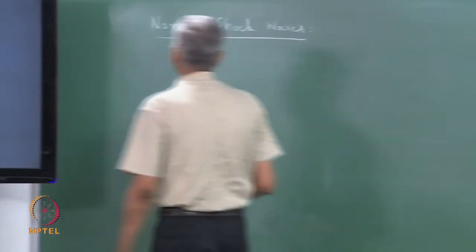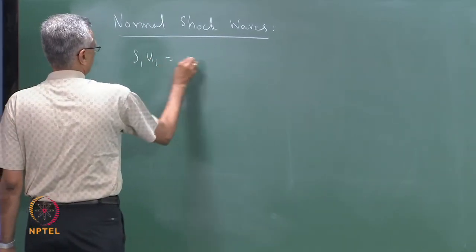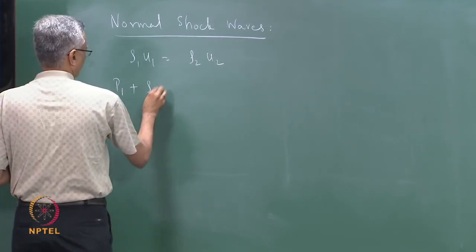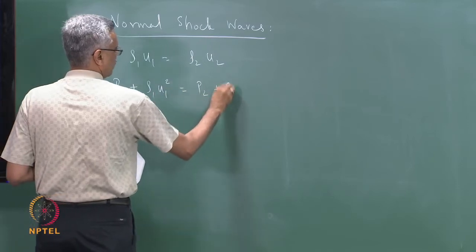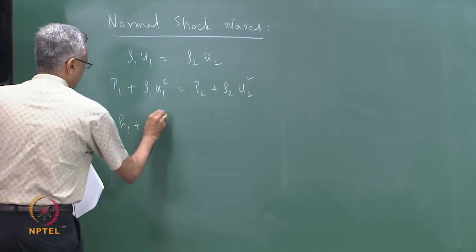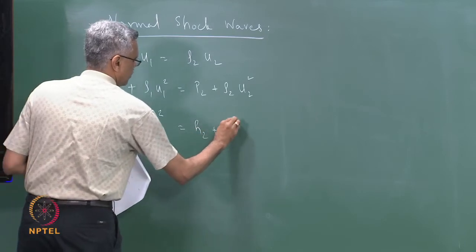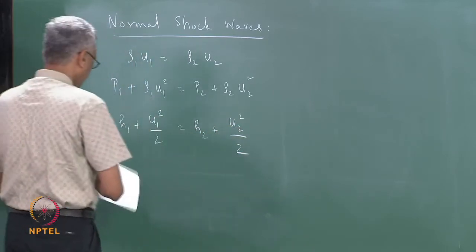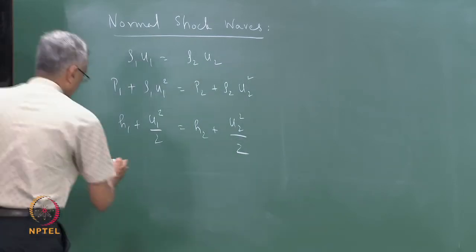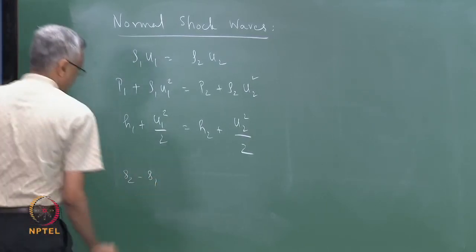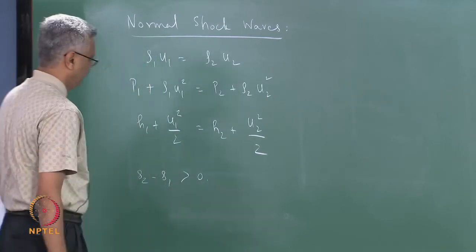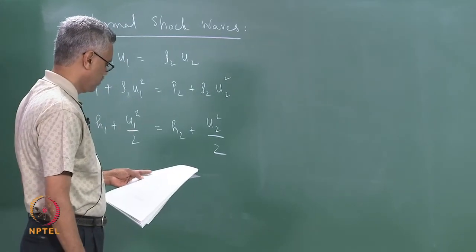And we use the same governing equations as before. If you remember, the continuity equation looks like this, and the momentum equation, the energy equation, and if you remember the change in entropy, we are saying that the change in entropy must be positive because this represents an irreversible process.